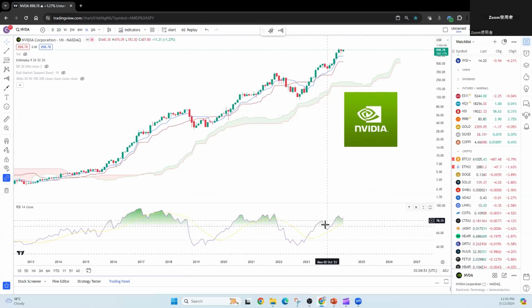And RSI is also making higher highs and higher lows. So it's not really seeing any trend exhaustion. Even if you have a trend exhaustion where RSI is going down, price can still go up on this bearish divergence, right? We're not even seeing any lower highs and lower lows yet on the RSI.